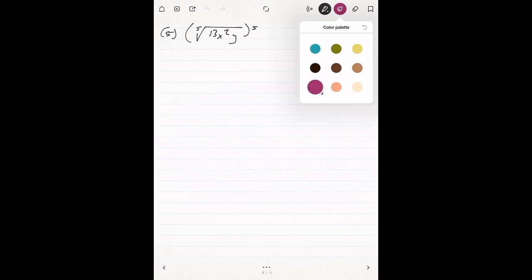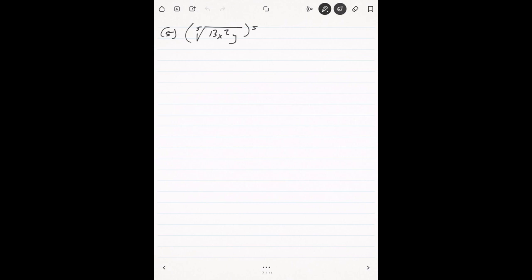Now we're going to try a problem where we're taking a radical that's to a certain root, and we're going to raise it to an exponent. So in this case, we have the fifth root of 13x squared y raised to the fifth power.